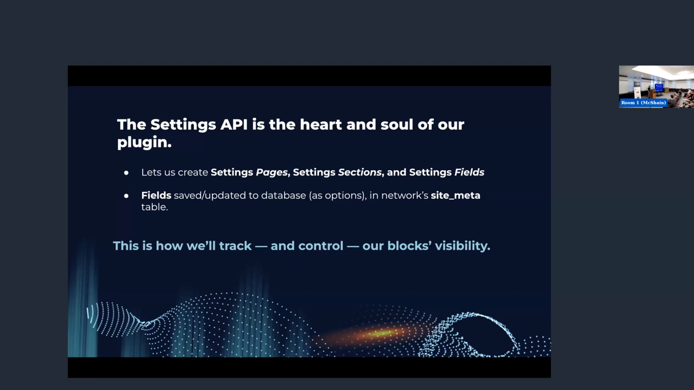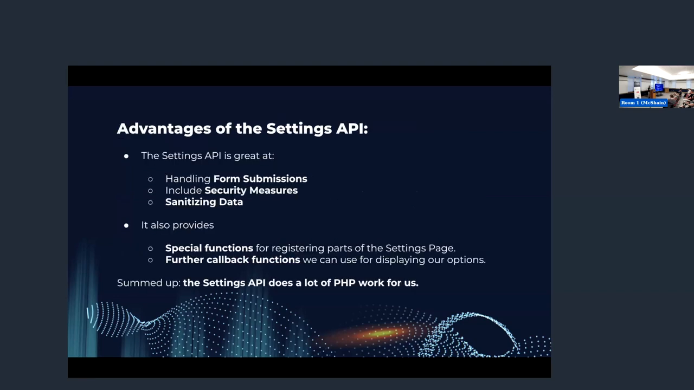The settings API is the heart and soul of this plugin. It lets us do a lot of things. We created settings pages, settings sections, settings fields, and then the fields saved and updated to the database were our options. And this is how we'll track and control our blocks' visibility. So for those who don't know, it's a really cool API. Basically it adds settings pages that you can configure to your own needs. It handles form submissions and takes your post data. It includes its own security measures, which is great because there's a lot of data flying around, and it helps sanitize that data as well. It also has special functions for registering parts of the settings page that we're creating. A lot of callbacks. Paul, you might appreciate that.